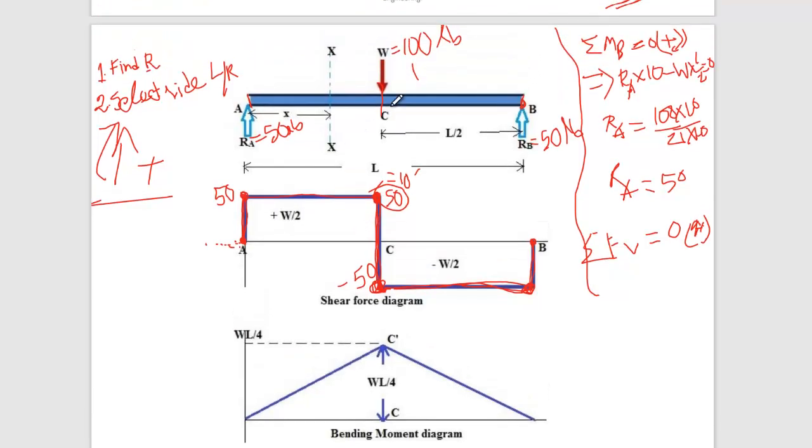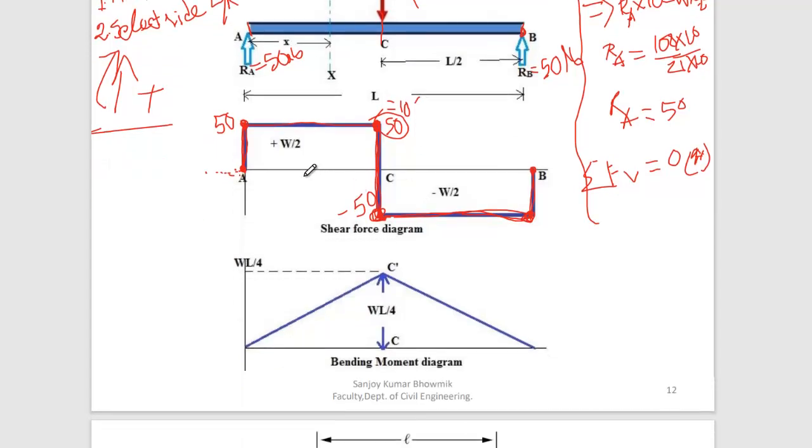So if you consider this total is 10, there should be 5 feet and this should be 5 feet, right? So it looks like a rectangle. So 50 into 5, how much? 250. It started from here and it ends here.